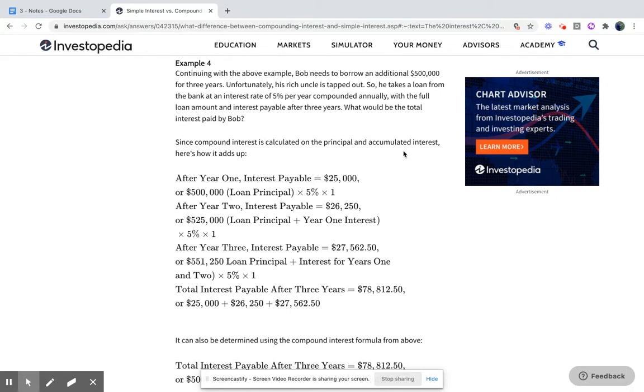After year 3, our interest payable is going to increase because now it's $26,250. Our number from above has been added on to our $525,000. So after year 3, interest payable equals $27,000. Our total interest payable after the 3 years is year 1, plus year 2, plus year 3. This one is a little bit more complicated to figure out. Be careful with compounding interest. It can get you in trouble because they are going to be taking a lot more interest to pay back that loan amount.